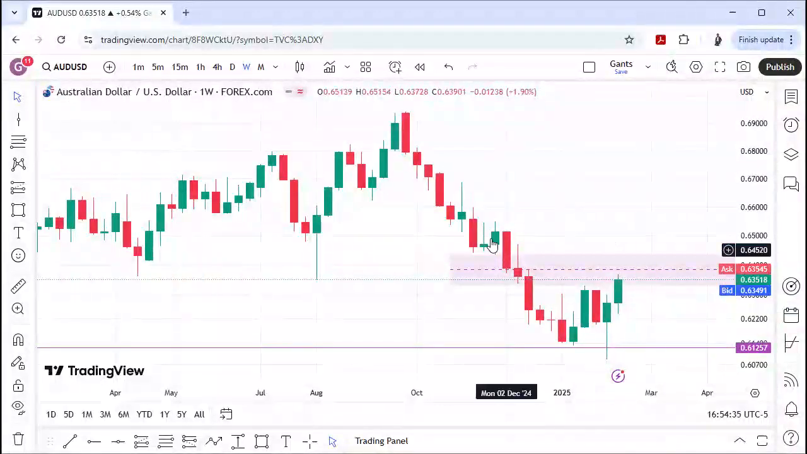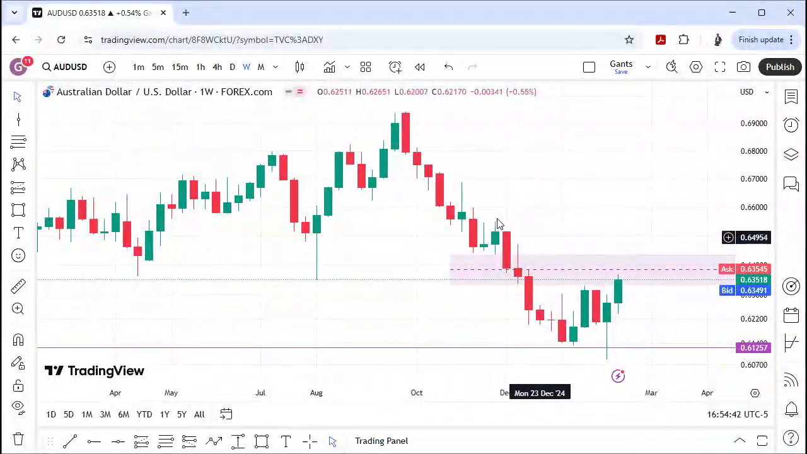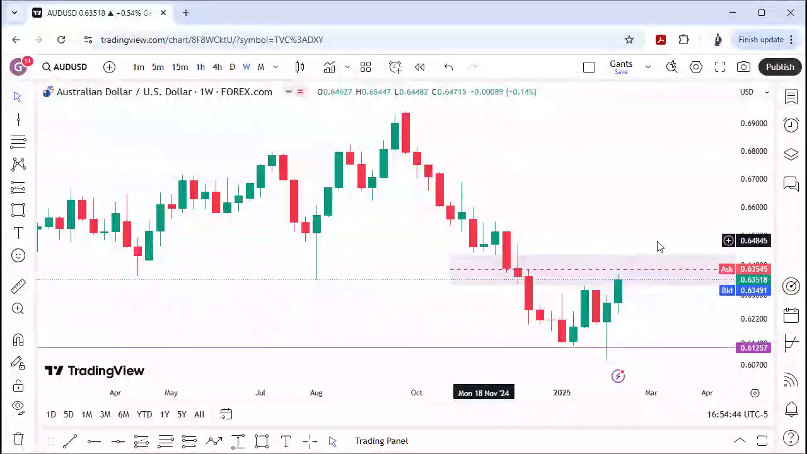Aussie was bullish as well, swept the lows, broken structure high. So we are bullish. This is where I want to see some form of resistance here. So we trade through this and then find some form of resistance around this bearish order block.